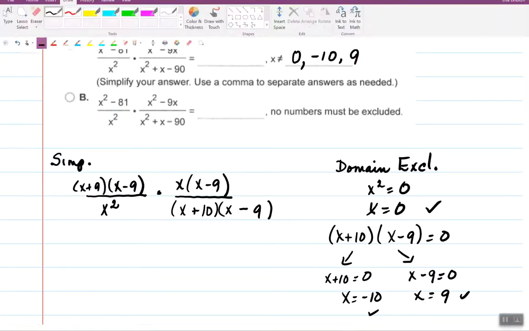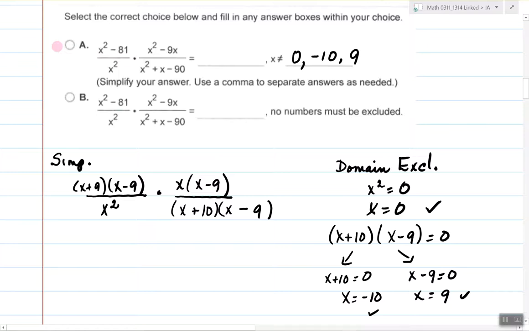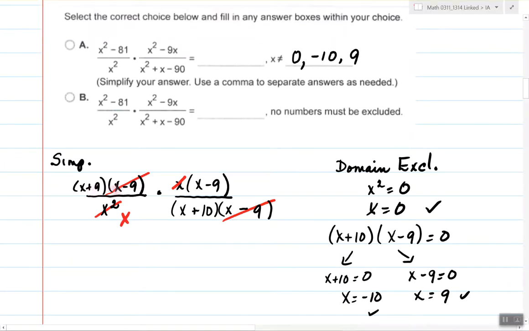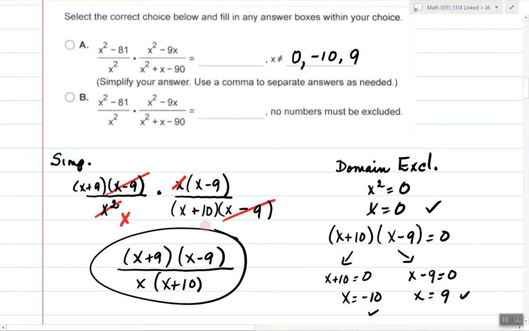Now it's time to reduce, so I'm going to grab my red pen. I have a common factor of x minus 9, and I have a common factor of a single x here, and I'm going to take one of these and just leave a single x, and I think that's all I can divide out. So back to black pen. In the numerator, I have x plus 9 times x minus 9. In the denominator, I have x and x plus 10.